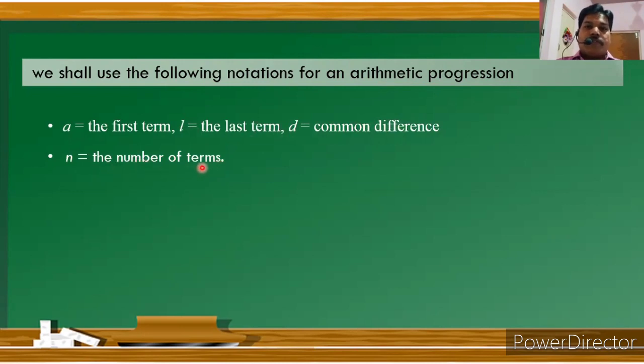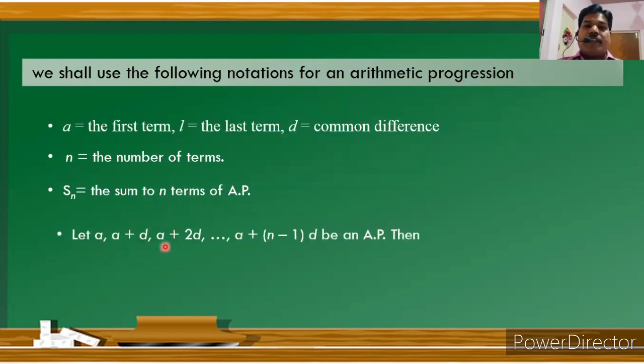That is why we are saying that the last term is the nth term. If the number of terms is n, we can say that the last term is the nth term. Yes or no? Next, Sn. What is the meaning of Sn? The sum of n terms of an arithmetic progression. So let a, a plus d, a plus 2d, and so on, up to a plus n minus 1 into d, be an arithmetic progression. Then what happens?